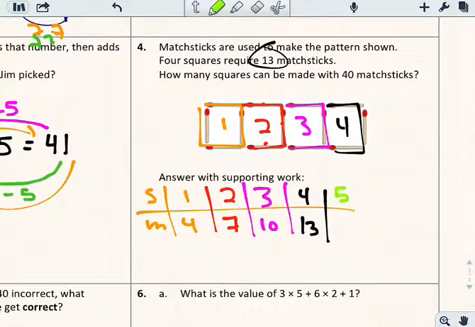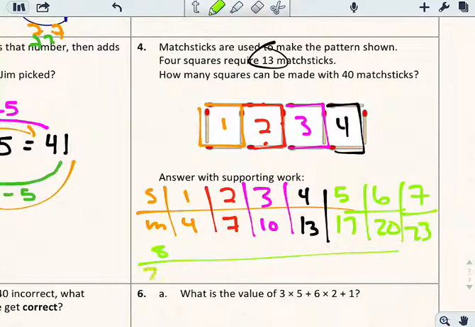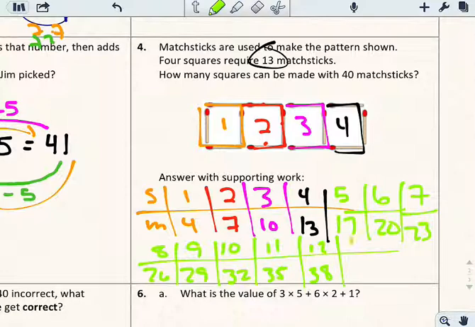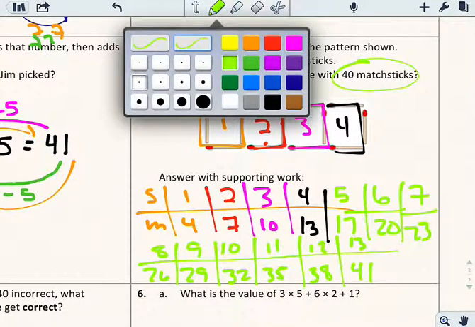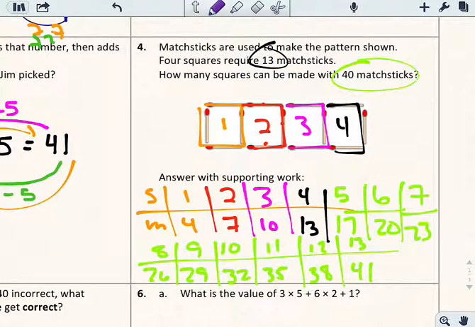So 5 is going to make me 17, 6 should be 20, 7 should be 23, 8 should be 26, 9 should be 29, just adding 3 every time, so that'd be 32, 35, we're getting close, 38, and that'll be 41. So with 40 matchsticks, which we don't really have enough to make the full 13, we should be able to make 12.